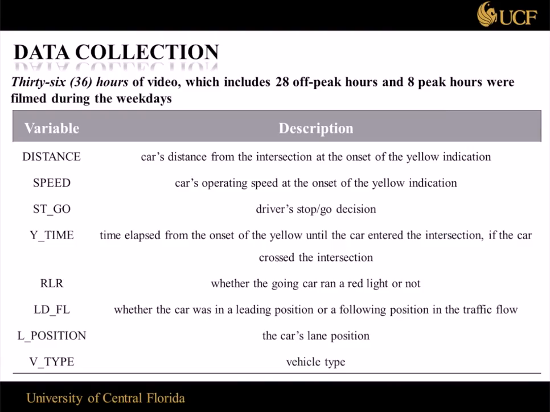In order to get the driver stop-go decision during the simulation, 36 hours of video was filmed and 8 variables were extracted from the video. These variables are distance to the intersection, vehicle's operating speed, driver stop-go decision, elapsed time, red light running violation, lead or follow position, lane position, and vehicle type.